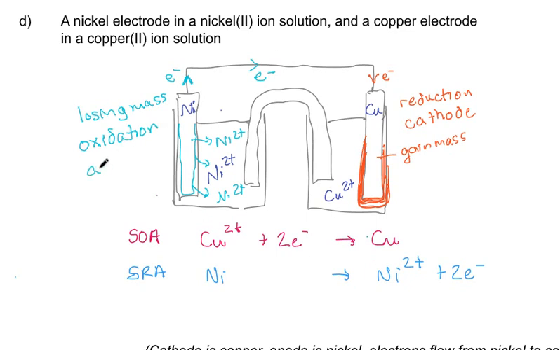Oxidation has a letter A in it, so this side must be our anode. If you're losing electrons, if electrons are flowing out, you're in oxidation and it's happening at the anode. We've got nickel releasing nickel ions, so positive ions are flowing out this way and are going to start going up through the salt bridge.